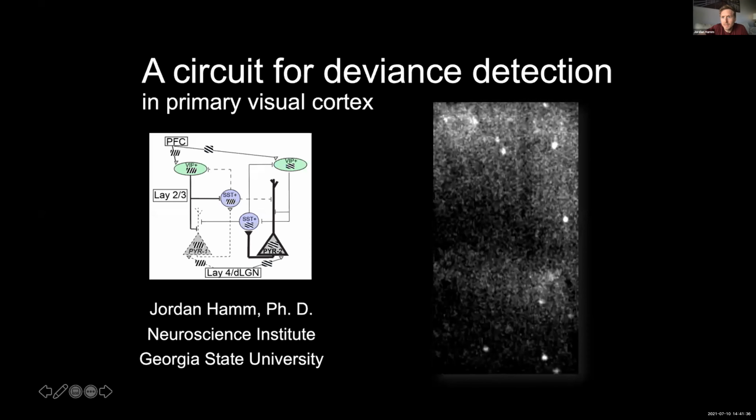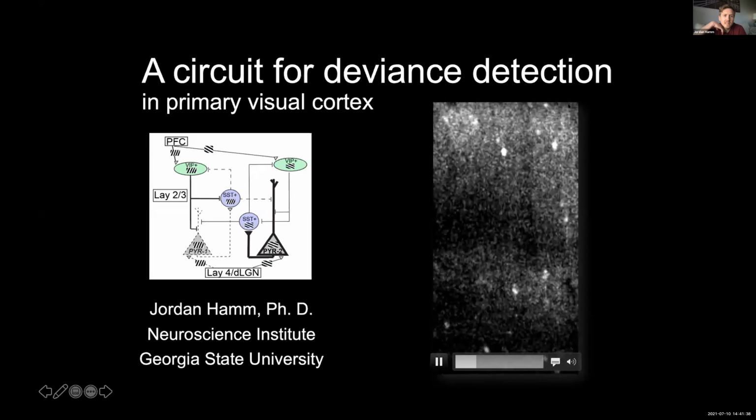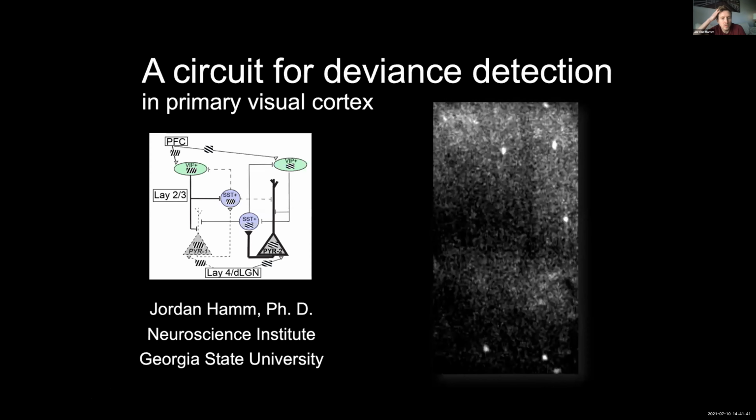So, again, the title is a circuit for deviance detection in primary visual cortex.